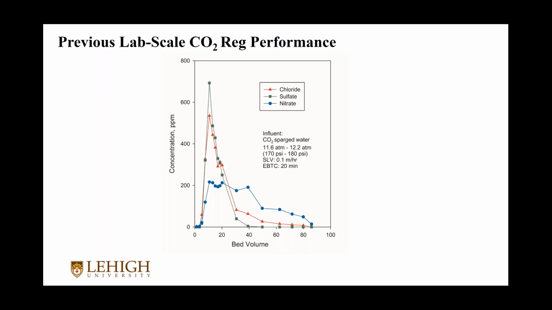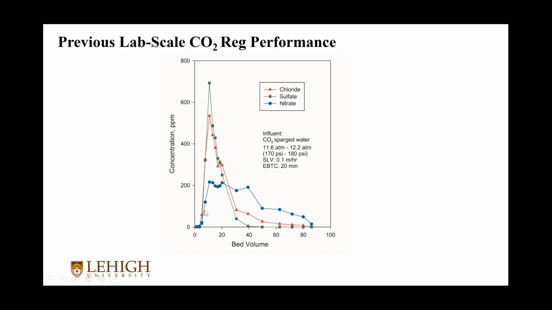This data is from previously, when we used only pure carbon dioxide. You could see that even for using high concentration of brine, it's hard to regenerate the nitrate. So with low concentration of carbonic acid solution, it is even more difficult. The green one is for sulfate, the red one is for chloride regeneration. They are very efficient and could be complete within 25 bed volumes, or even 20 bed volumes could finish like 80% recovery regeneration.